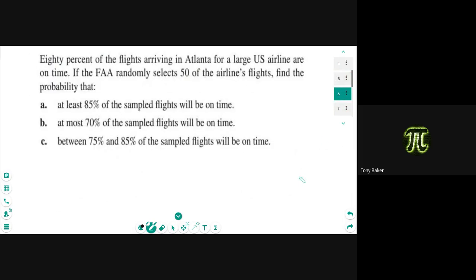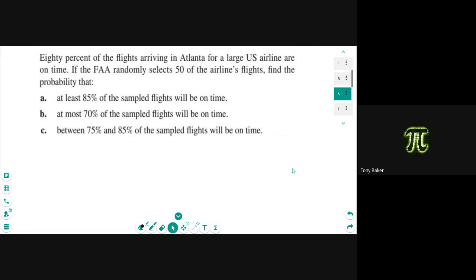All right, let's do one more of these, and then we'll talk about some sample methods. What are the pieces of information I need to know? And 50 would be what piece? That's my n. Okay, that's my sample size.